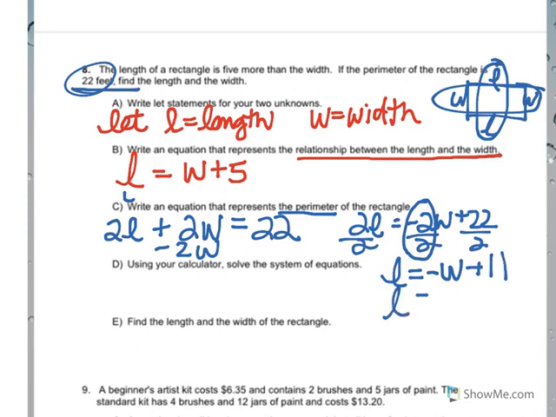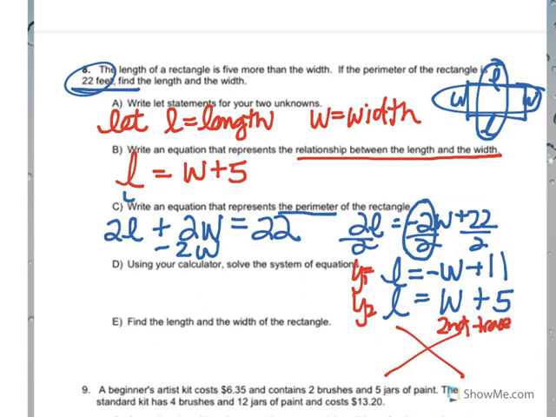Now, you can put this in your calculator, but instead of using L and W, you're going to use Y and X. So if you went to Y equals, you do Y1 and Y2. Then you're going to hit graph. Then you're going to do second, trace, 5, and then enter, enter, enter. Now that's how you do it with the calculator.